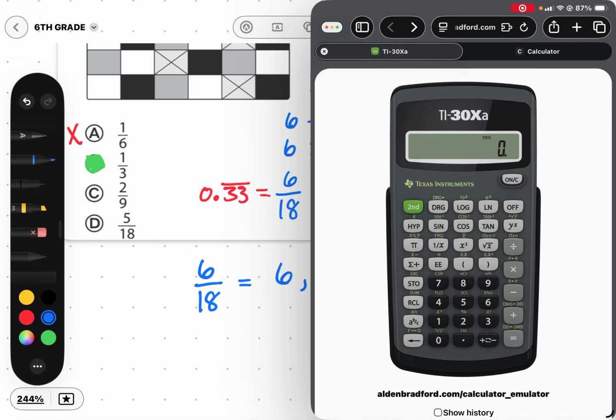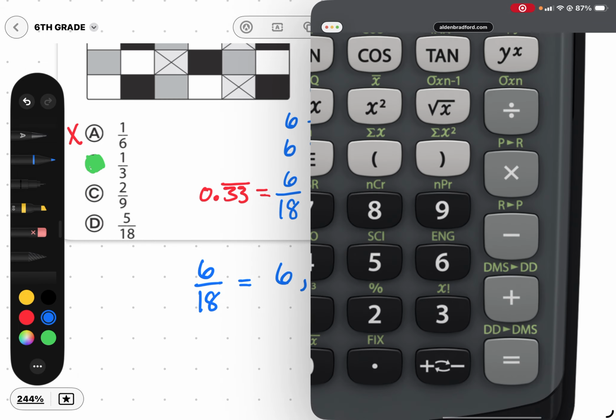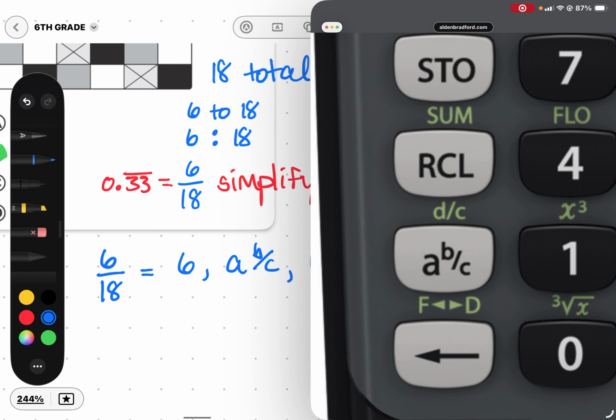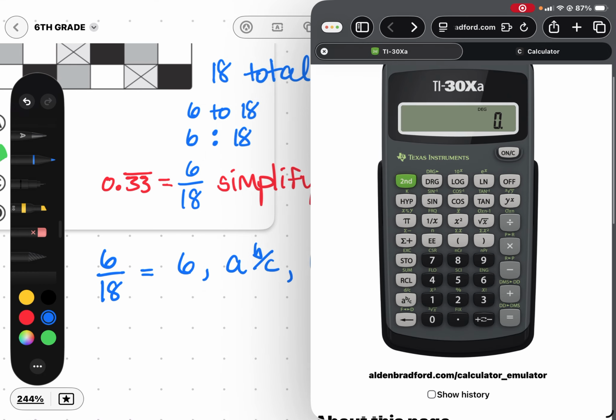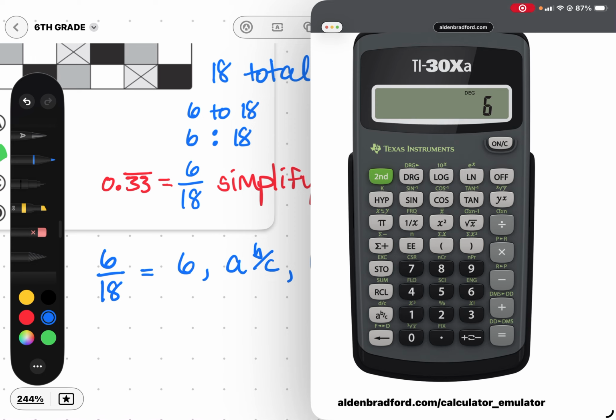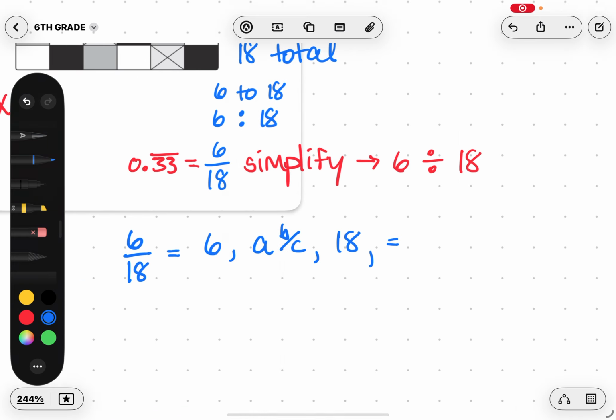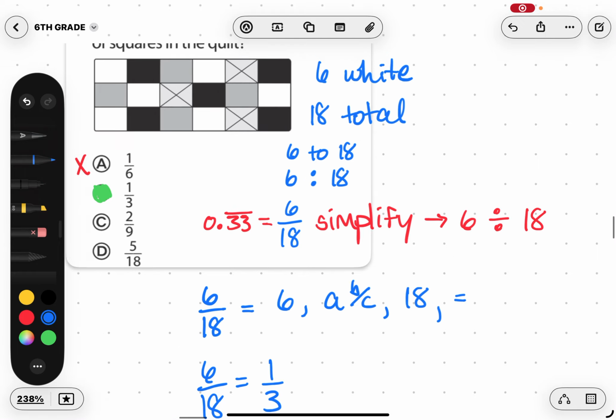Just in case you don't know, there's the ABC button that I was talking about, all right? So let's clear it. We're going to type in 6, then you're going to hit ABC, and you get that little funny looking symbol, that's the fraction bar, and then you type 18. Now, the last thing we're going to do is hit equals. When we hit equals, it gives us the simplified fraction. So we know, once again, that 6 over 18 is equal to 1 over 3, which was the correct answer.